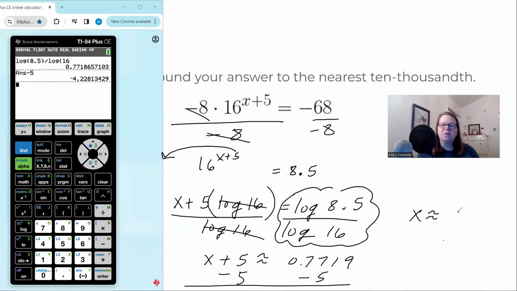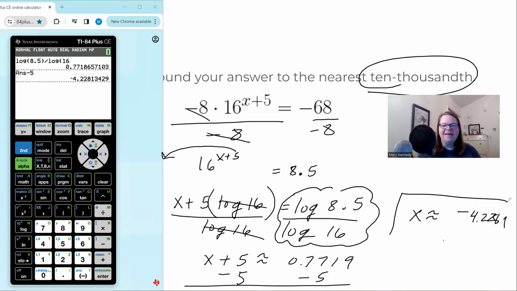X is about -4.2281. It says to go to the nearest 10,000, so 4 places for your decimal.